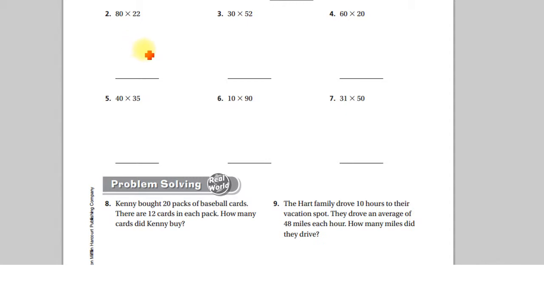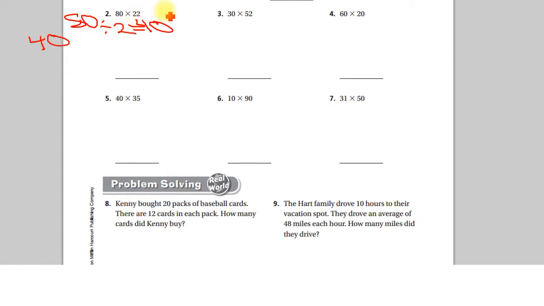Again, you can use the expanded form method. You can use regrouping. Any of those methods of multiplying are okay. So on this problem, I'm going to use the halving and doubling method. So I am going to half the 80. So I'm going to do 80 divided by 2. 2 goes into 8 4 times. And we add our 0 for 40. So the 80 has been changed to a 40.